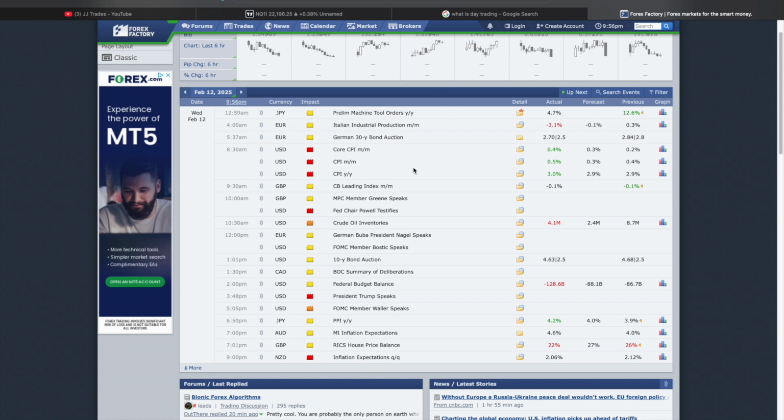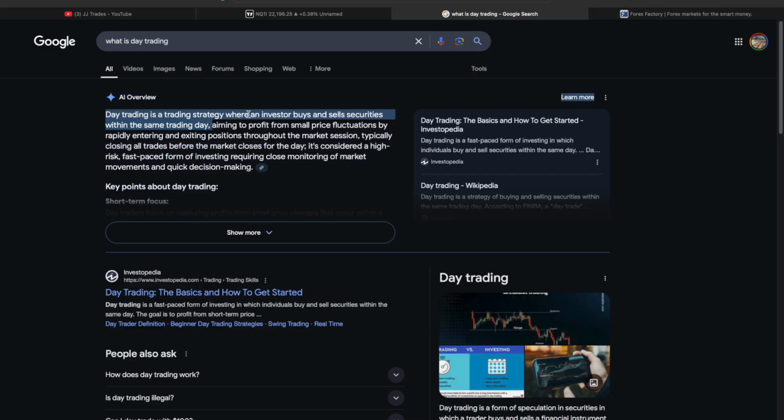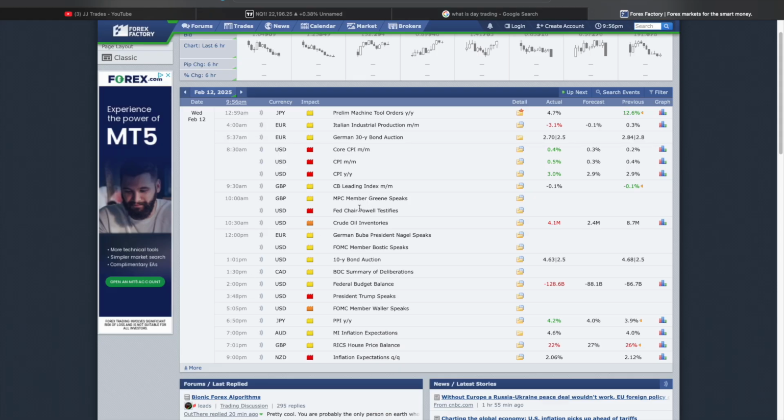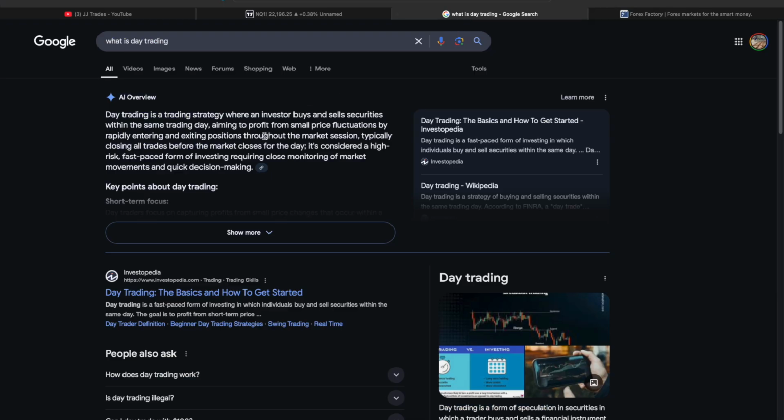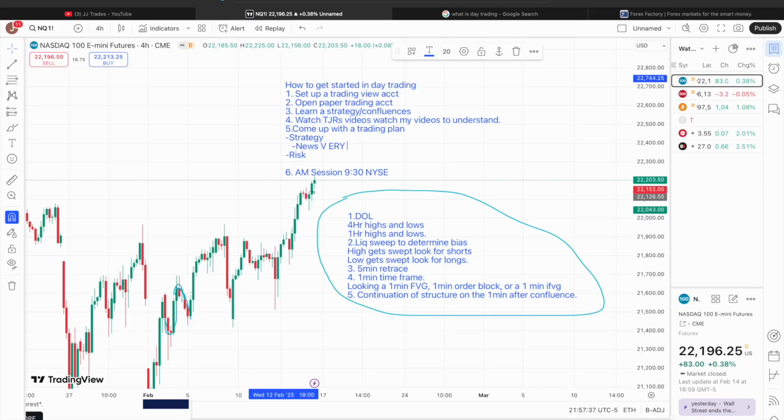Even though it might not move a lot, you might not see it in the news. For our day trades, day trading is where an investor buys and sells securities within the same trading day, aiming to profit from the small price fluctuations. So if you're in a trade and Powell starts talking, he can mess up your trade completely, because we're not thinking about the super big time frame. We're thinking about the small price fluctuations. So that's why news is very important.